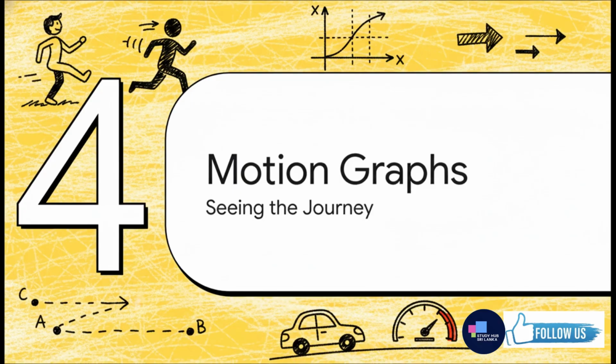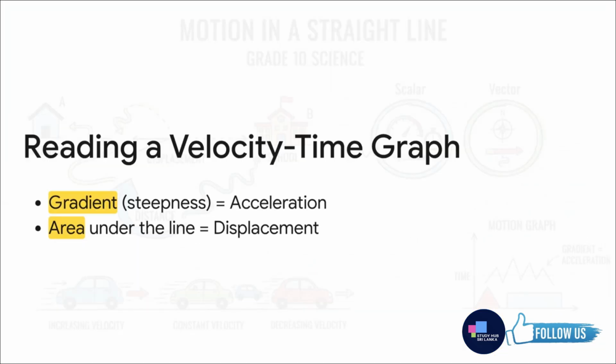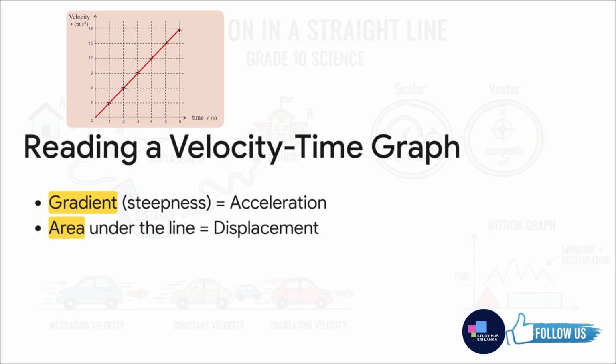New words, new formulas. But what if I told you there was a way to see an object's entire journey, all the speeding up and slowing down, in just a single picture? Well, there is. Welcome to our final section, motion graphs. This is where it all clicks into place. Now, listen up because this is the secret key to everything. When you're looking at a velocity time graph, there are two golden rules. If you can remember these two things, you can solve almost any problem.